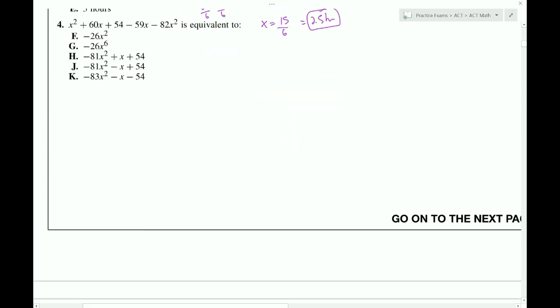Alright, so let's see here. Looks like we just have to combine like terms. Starting with the x squared terms, we've got negative 81, right? Then with the x terms, we got 60 minus 59 is plus x. Good.